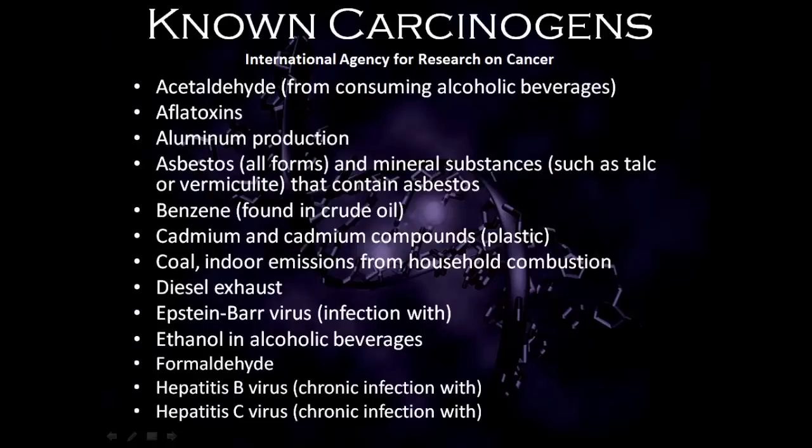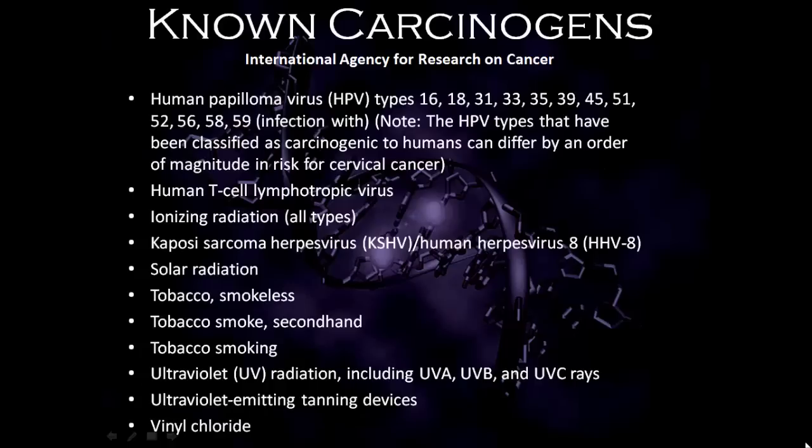According to the International Agency for Research on Cancer, known carcinogens include acetaldehyde, which comes from consuming alcoholic beverages, aflatoxins, aluminum production, asbestos, benzene, cadmium, coal, diesel exhaust, Epstein-Barr, and by the way, that is the virus that causes mono, ethanol, formaldehyde, both hepatitis B and C, many of the 128 strains of the human papillomavirus, human T-cell lymphotropic virus, ionizing radiation, Kaposi sarcoma, which is caused by the herpes virus, in particular the HHV-8 strain of the virus, solar radiation, both smoking tobacco and using smokeless tobacco, UV radiation, and finally, vinyl chloride.